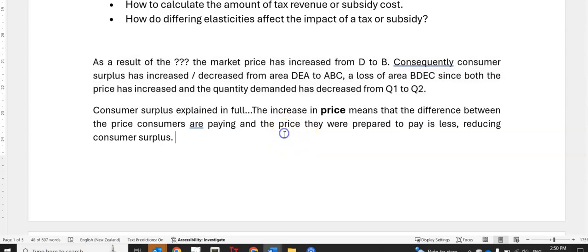So, for example, if there's been an increase in price, it means the difference between the price consumers are paying and the price they're prepared to pay is less, which reduces consumer surplus. Okay, you can use that formula. If the price went down, then you just flip that explanation around. The gap's getting bigger. So what's happened to the difference between the price and the amount consumers were prepared to pay, which is the demand curve.